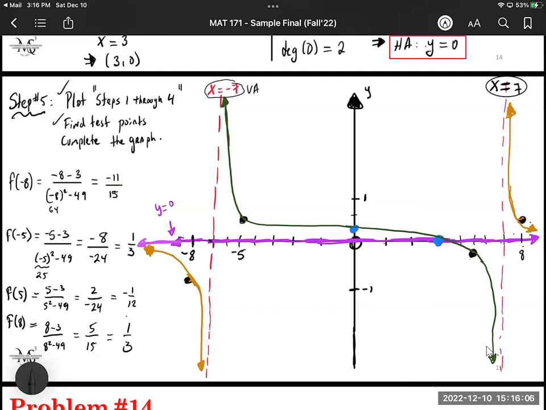as long as it's to the left and to the right of each vertical asymptote. So I chose -8 and -5 because that's directly to the left and to the right of our vertical asymptote of -7. But you could have chosen -10 and -6, and you would get something very similar to what I have. No matter what test point you use, your graph should resemble or mimic mine.